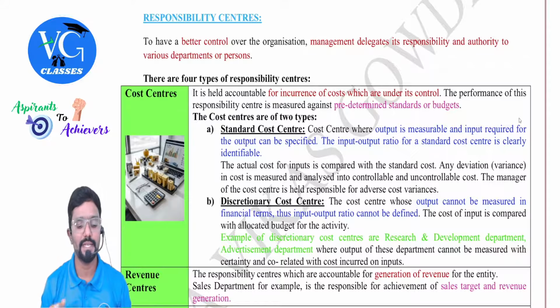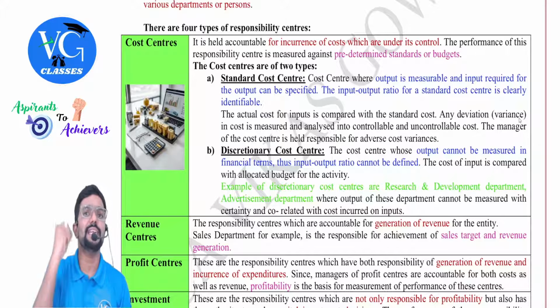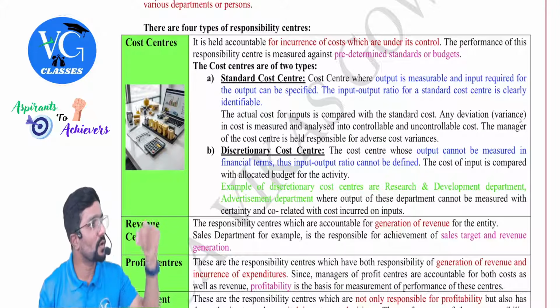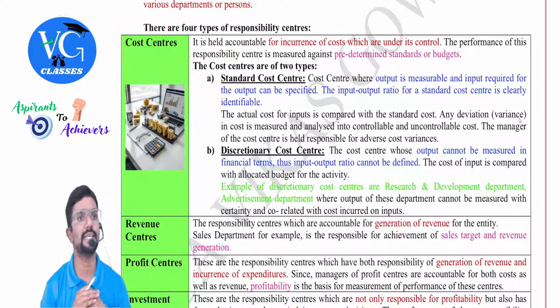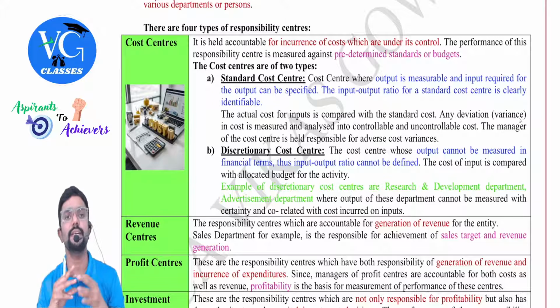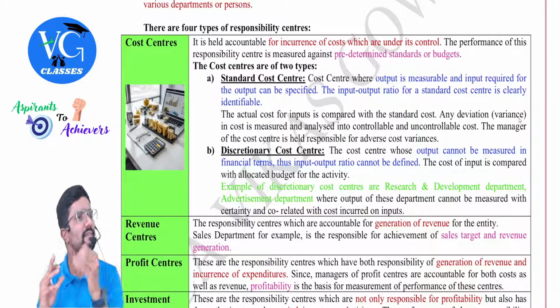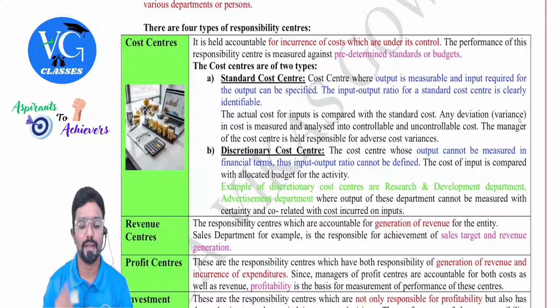So, what are those centers called? First one, cost centers. The center which is responsible for the incurrence of cost, cost control, and cost reduction, that center or department we call a cost center. In simple terms, the center we call a cost center is nothing but the cost accounting department, the costing department.